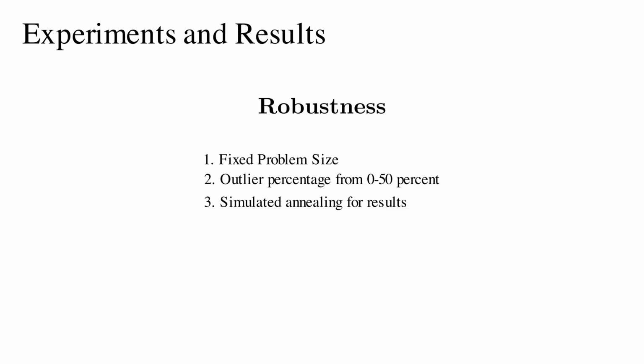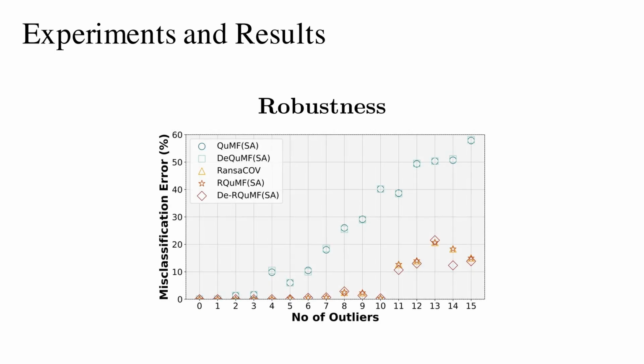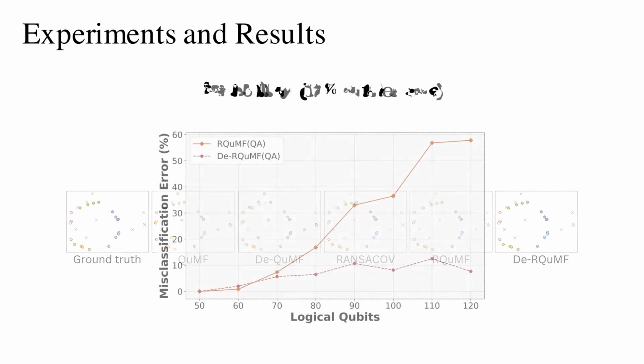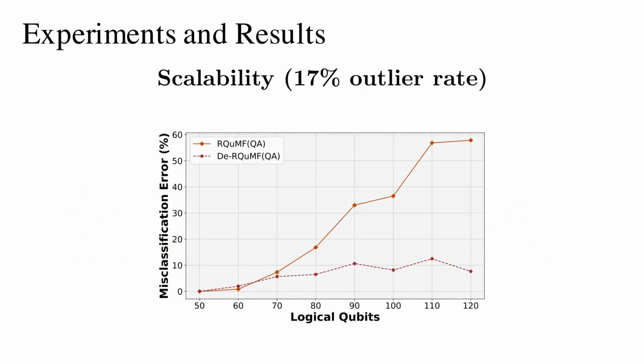Our synthetic experiments focused on two key aspects, robustness and scalability. For robustness, we fixed the problem size to 40 sampled models and varied the outlier percentage from 0 to 50% using simulated annealing as a solver. The results clearly showed that our proposed method outperforms all other methods by a significant margin. In terms of scalability, we fixed the outlier percentage at 17% and increased the problem size from 50 to 120 using a quantum annealer as the solver. Our decomposed version demonstrated its ability to handle larger problem sizes effectively.